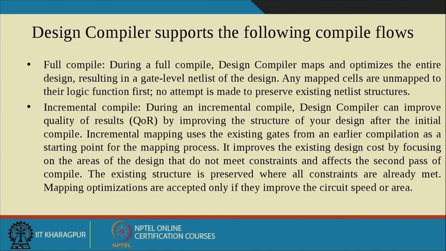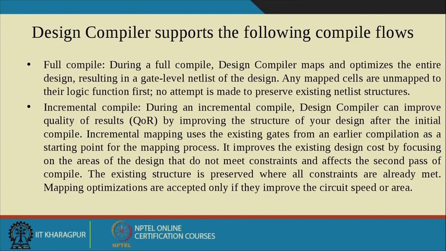Then the compilation can be done in two ways. One is full compilation, another mode is incremental compilation. What is full compilation? During a full compilation, the design compiler maps and optimizes the entire design, resulting in a gate level netlist of the design. Any mapped cells are first unmapped to their logic function. No attempt is made to preserve the existing netlist structure. So in full compilation mode, in one compile the whole design is compiled and optimized.